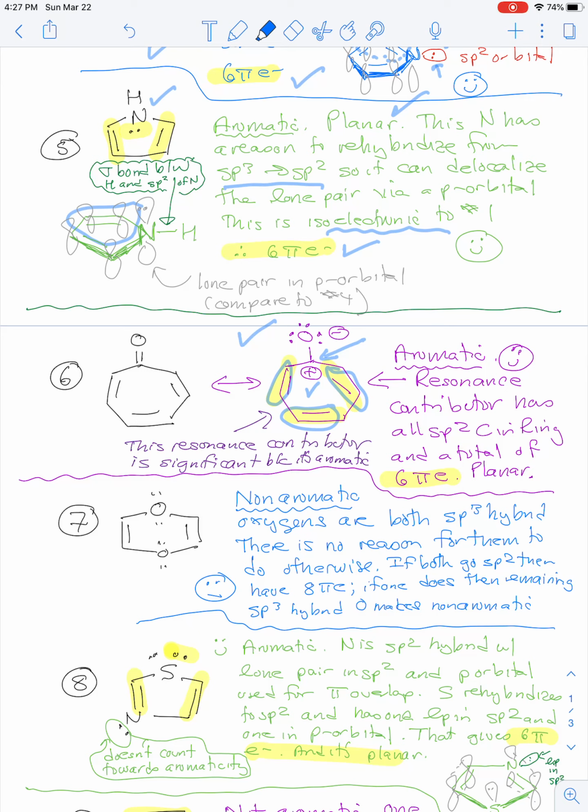You have a so-called empty p orbital on this carbon, and therefore if you look at this resonance structure, this resonance structure is going to be a significant contributor because it results in aromaticity. We have 6 pi electrons, it would be planar, and therefore aromatic.